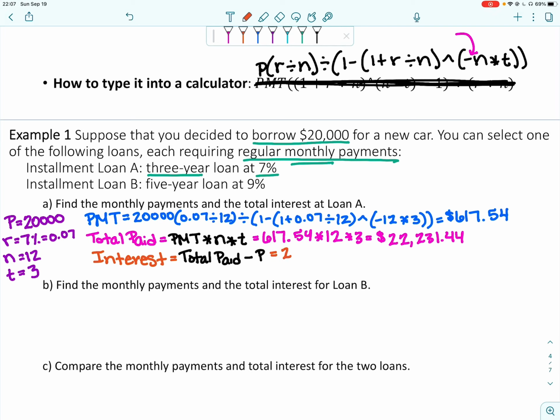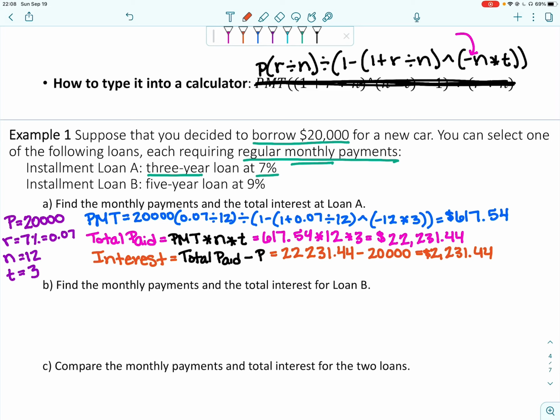So you pay the bank, or whoever it is that you're borrowing this money from, $22,231.44, but you only needed $20,000 for the car. So that means you paid an additional $2,231.44 in interest. So that's the additional money that you had to pay on top of the loan amount in order to be allowed to borrow the money, essentially.